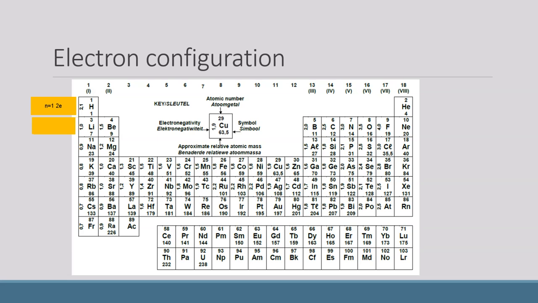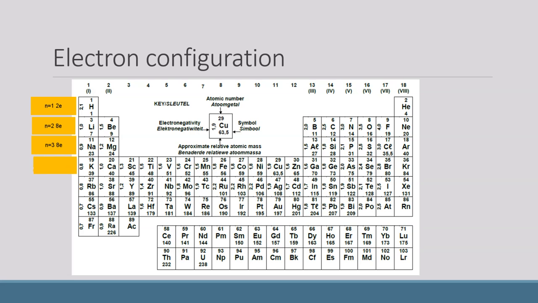Well, we said that n equals 2 can hold a maximum of 8 electrons. Now, if we're going to count the number of elements in period 2 from lithium to neon, there are 8 of them. We also said that n equals 3 can hold up to 8 electrons. And if we count the number of elements in the third energy level, there are 8 elements.